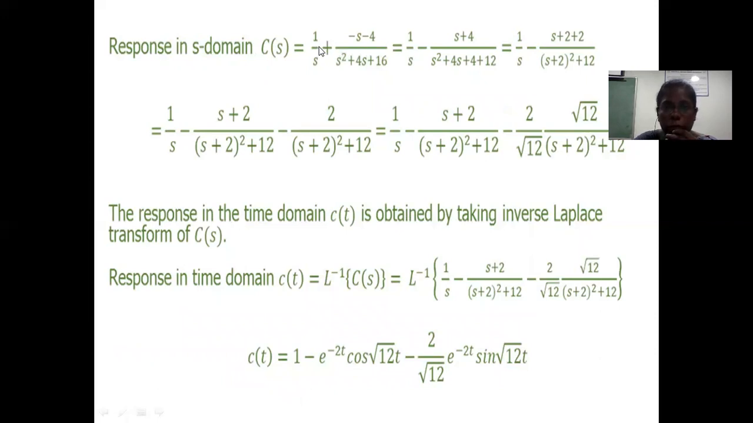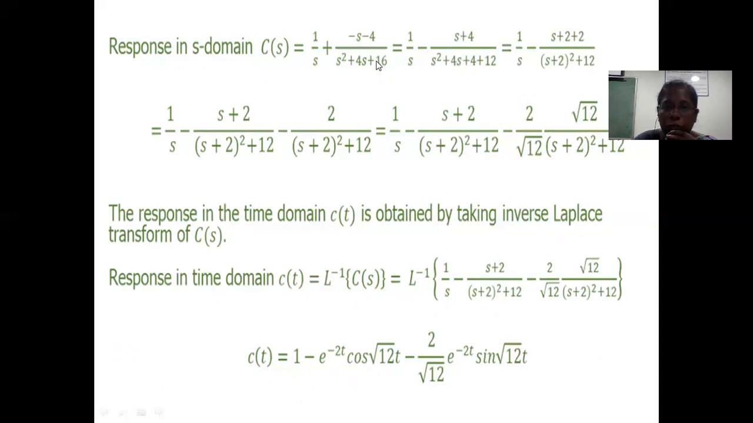After getting the coefficients a, b, c, now just go back to the transfer function and substitute the values of a, b, c. So a is 1 by s, b is -1 and c is -4. In the place of a, b, c, I've substituted here. Now this minus sign is common, so I'm taking it out. Now you can see there is a 1 by s term and this term. And in this s plus 4 term, I'm going to split this 4 as 2 plus 2. Why? Because I want to write it in the form of s plus a the whole square.